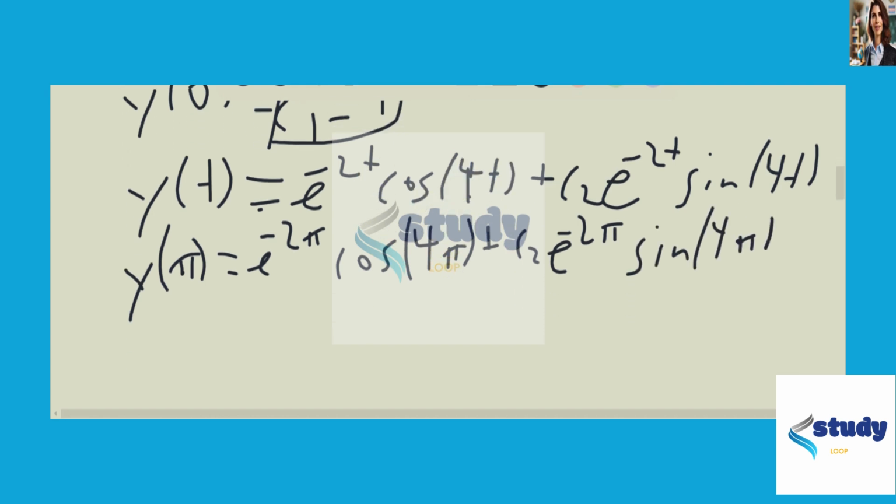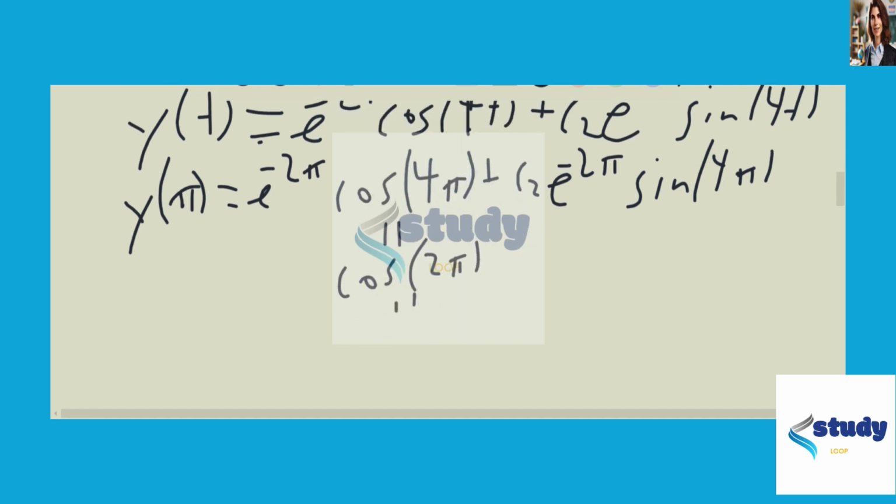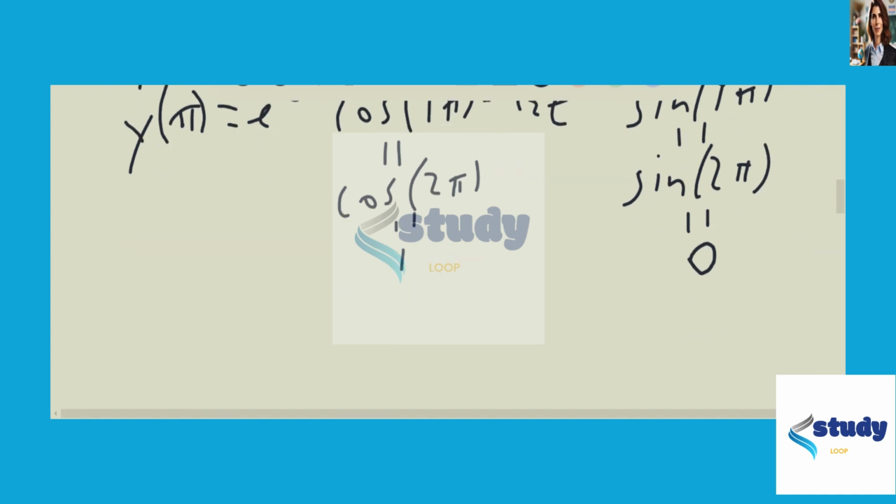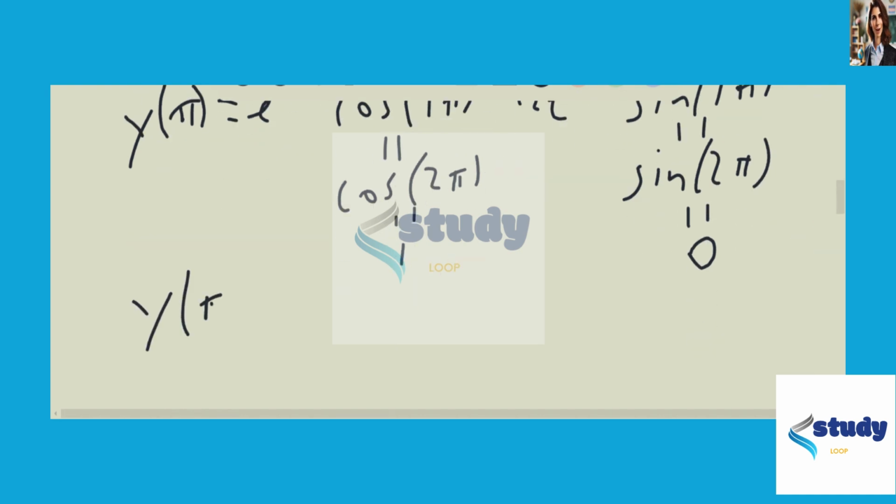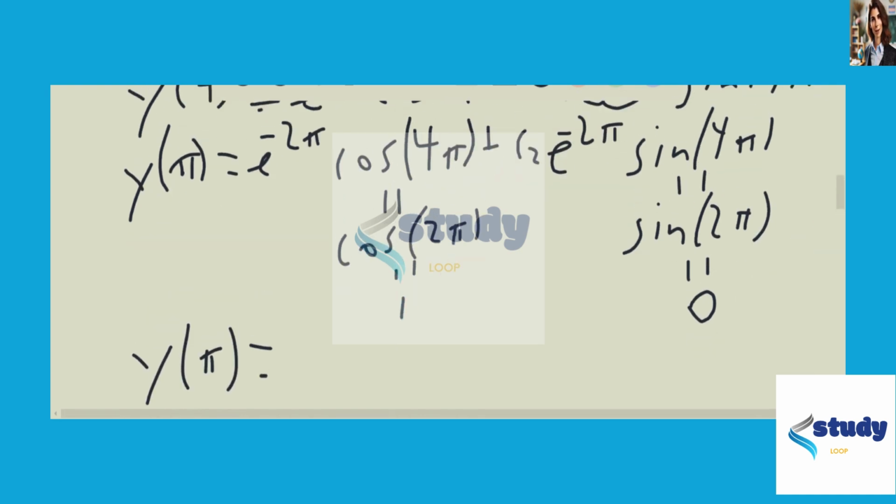Cosine and sine are both periodic with a period of 2 pi. That means that cosine of 4 pi is going to equal cosine of 2 pi, which is 1 by definition. Same with sine. Sine of 4 pi is equal to sine of 2 pi, which is then equal to 0 by definition. So then we have y of pi is equal to e to the -2 pi times 1, which is e to the -2 pi.